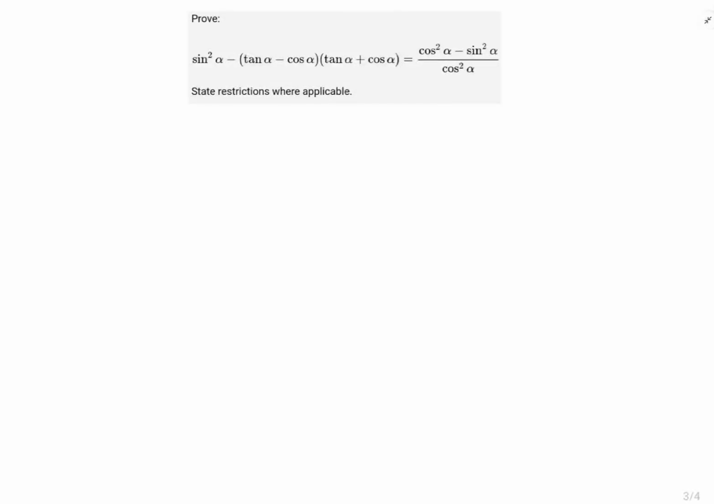Hello guys, so let us go ahead and look at a proof question proving that the left hand side is equal to the right hand side. This question says prove that this trigonometric equation, the left hand side is equal to the right hand side. Essentially, you must just prove that, and state restrictions where applicable. We will see what they mean by that. But for now, let us go ahead and prove that the left hand side is equal to the right hand side.